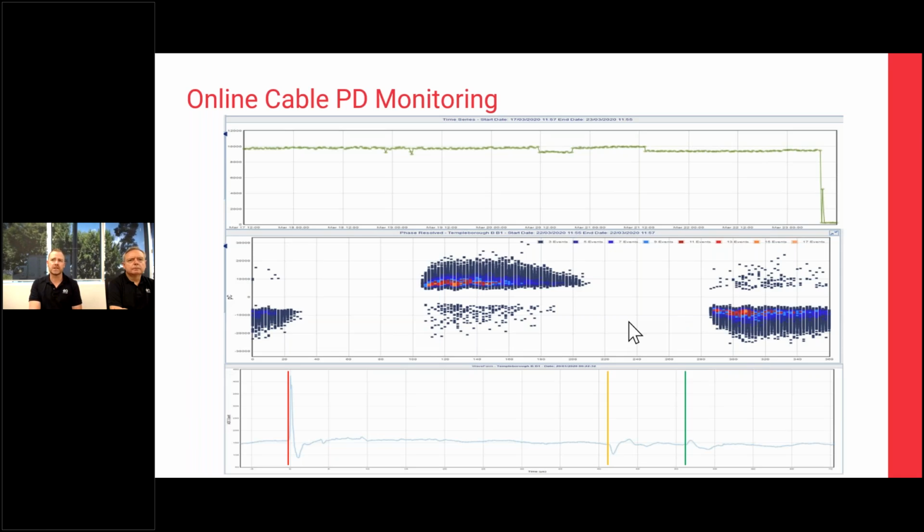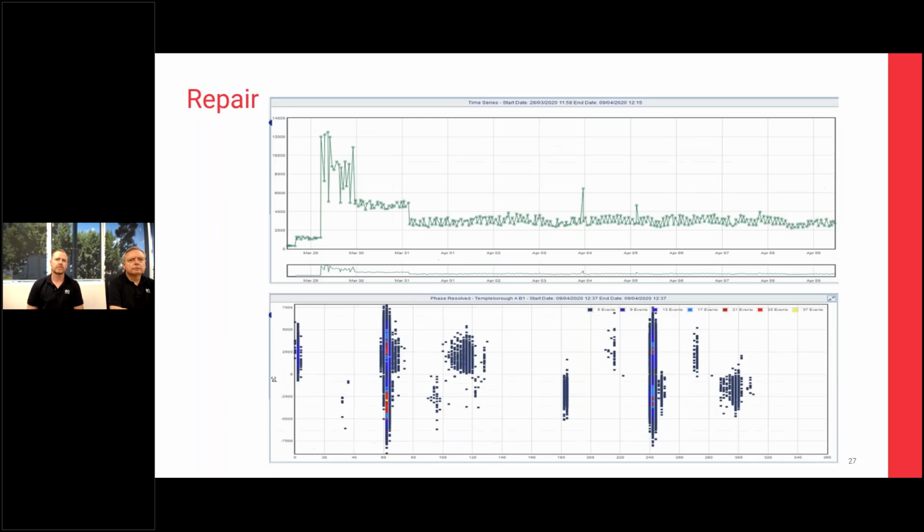What then occurred was the customer took a planned shutdown and replaced the two joints that were discharging, one on cable A and one on cable B.